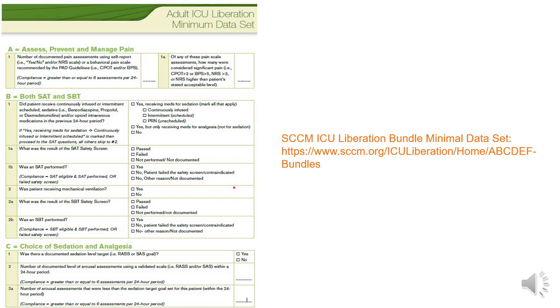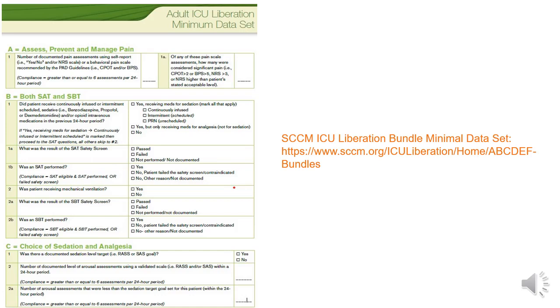But again, if you look at this form, and we won't go through all of them, you see the A here, it just asks on this data collection form the number of times a pain assessment was documented using any of those measures that I mentioned before, so the self-report or the behavioral pain scales. And then after that question, the follow-up question, again, just for this element, would be, out of all those assessments, how many of them were significant pain?